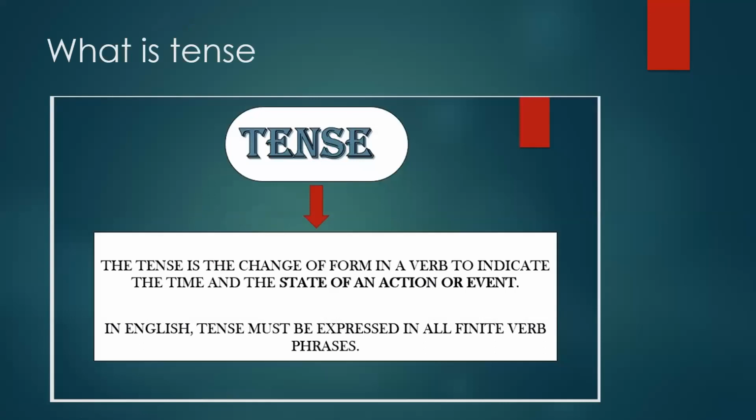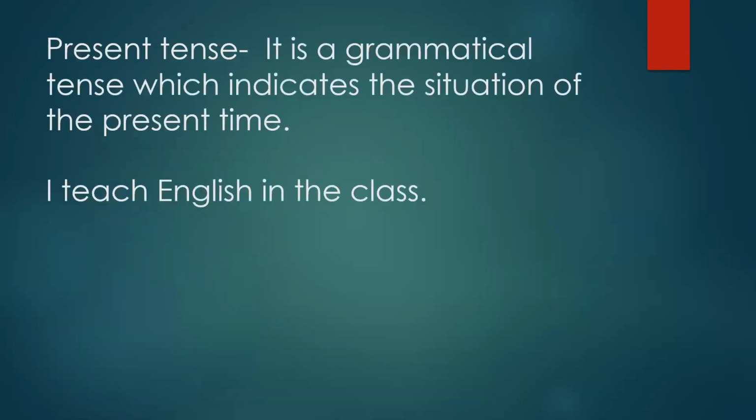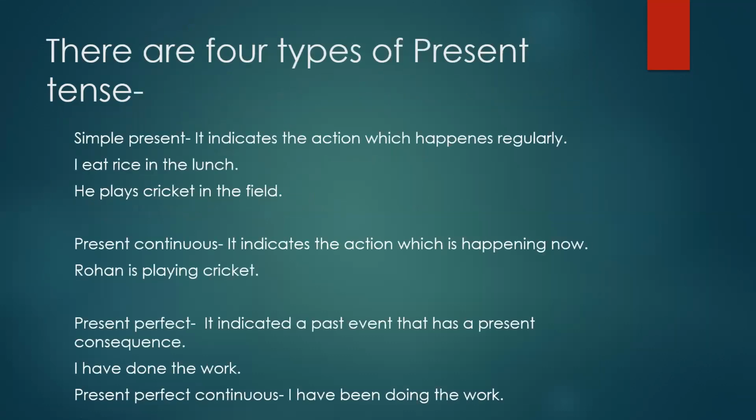Tense is the change of form in a verb to indicate the time and the state of an action or event. Now, what is present tense? Present tense is a grammatical tense which indicates the situation of the present time, like I teach English in the class. Now, there are four different kinds of present tense.